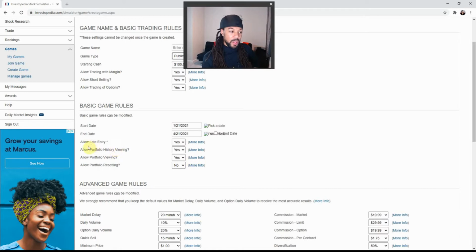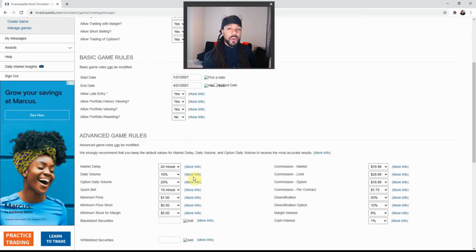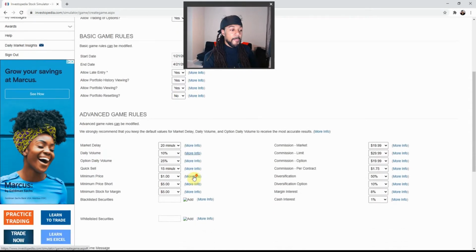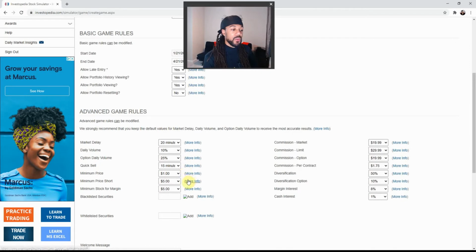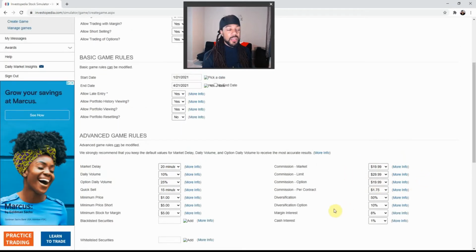And then you can choose whether other people in the game can view each other's portfolios. Are you going to allow people to reset their portfolio? Are you going to allow late entry to the game? You can customize all these options to whatever you see fit. And then you have advanced rules. You can set all of this to whatever you like, and you can even have the broker taking commissions off each trade. You can really make this feel realistic.